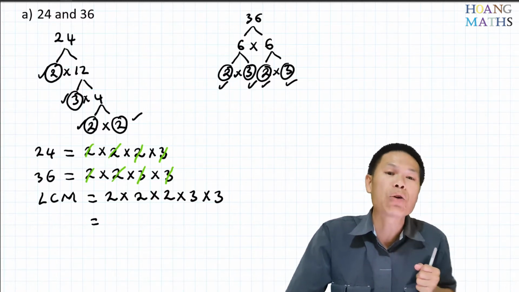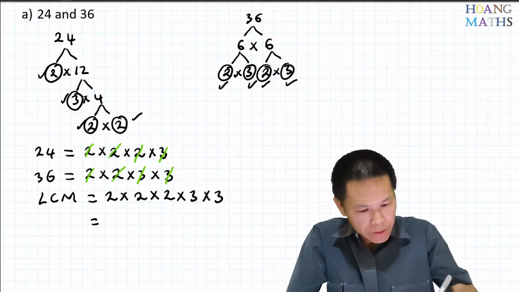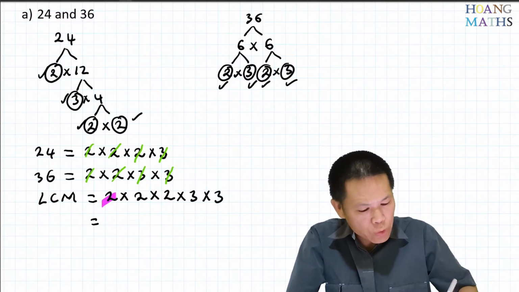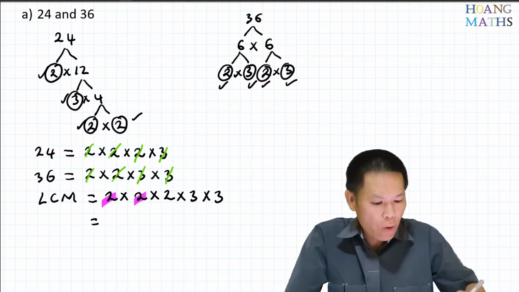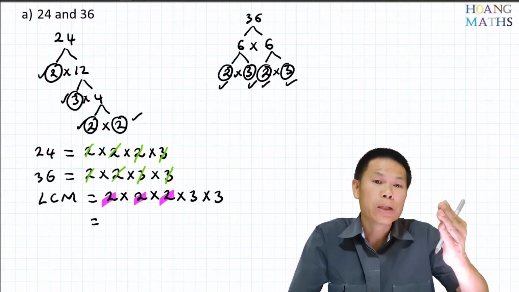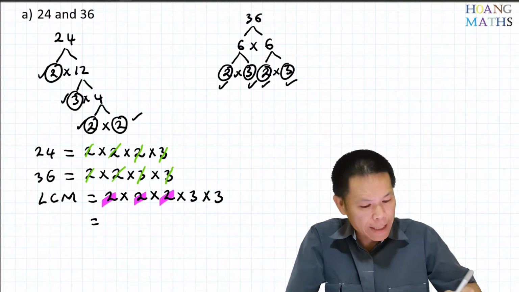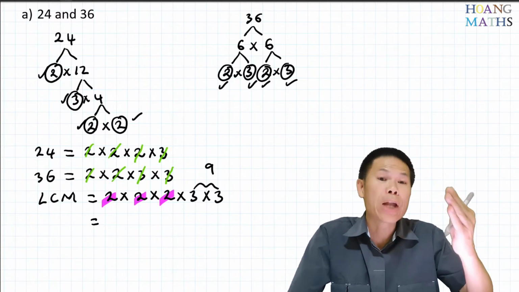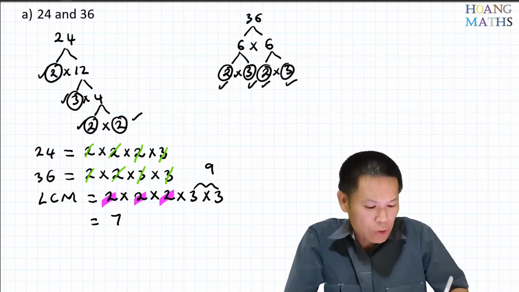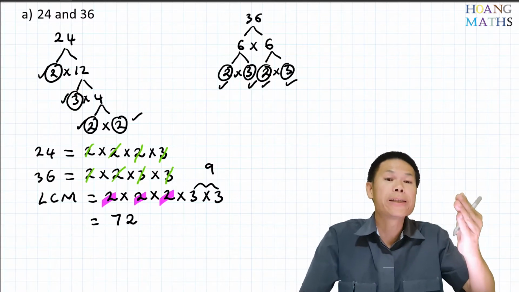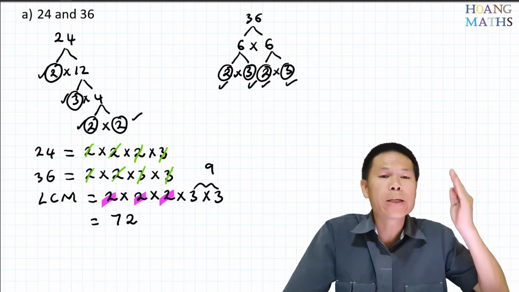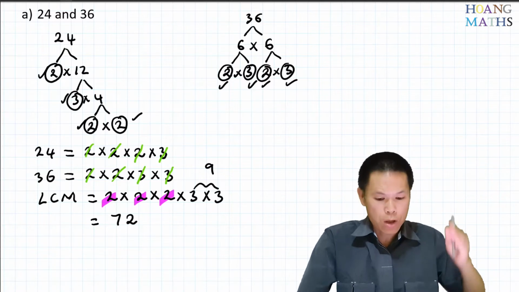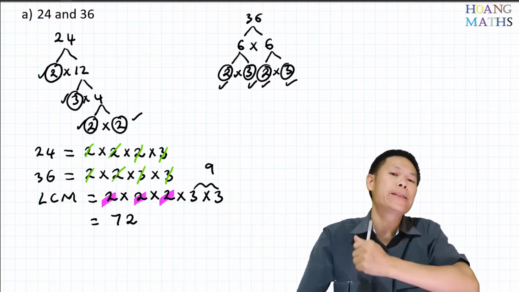Now we just need to multiply them together. So we have 2 times 2, gives me 4. 4 times 2 gives me 8. And then we have 3 times 3 is 9. So 9 times 8 is 72. This is it. 72 is the lowest common multiple of 24 and 36.